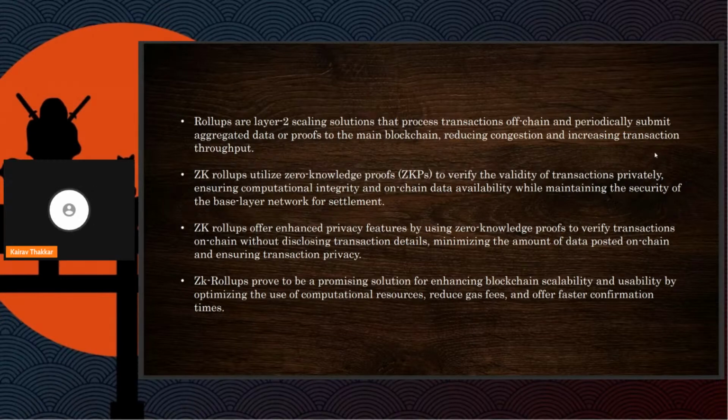Now this reduces congestion on the main blockchain and increases the transaction throughput, also reducing the gas fees. People who are using Ethereum might be aware that there is still an issue with scalability, and moving forward, how we are going to reduce the gas fees on the Ethereum blockchain. Zk Rollups use zero knowledge proofs.